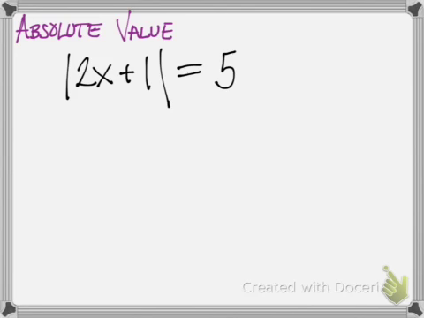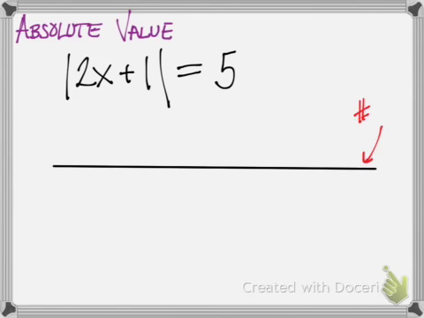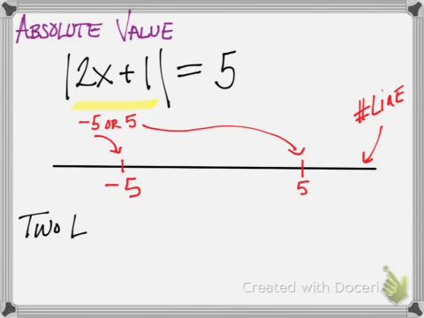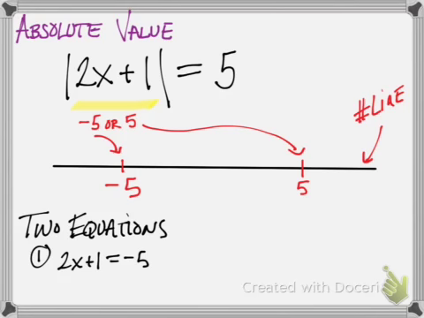So here's an example problem. If we want the absolute value of the quantity 2x plus 1 to equal 5, well, if we think about what that looks like on our number line, something in the absolute value has to equal either -5 or 5. Those are the only two numbers that give us a distance from 0 of 5. This is going to give us two equations. The first one is 2x plus 1 equals -5. The second one, 2x plus 1 equals 5.